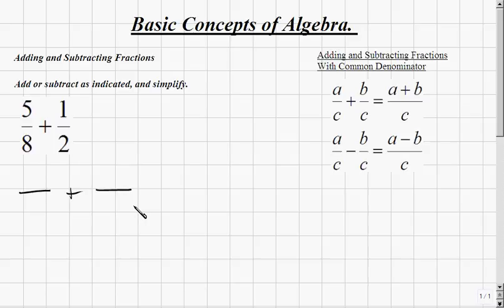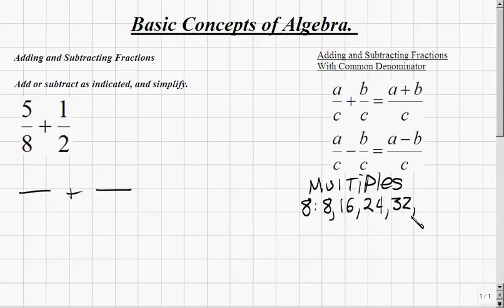To find the common denominator, we'll use an old trick where we'll find the multiples of the denominators. So, listing the multiples of these two numbers, the multiples of 8 mean, starting with 8, adding 8 each time. So adding another 8 would become 16, 24, 32, 40, and so on. These are the multiples of 8. And similarly, the multiples of 2 would be, starting with 2, adding 2 each time: 2, 4, 6, 8, 10, 12, and so on.